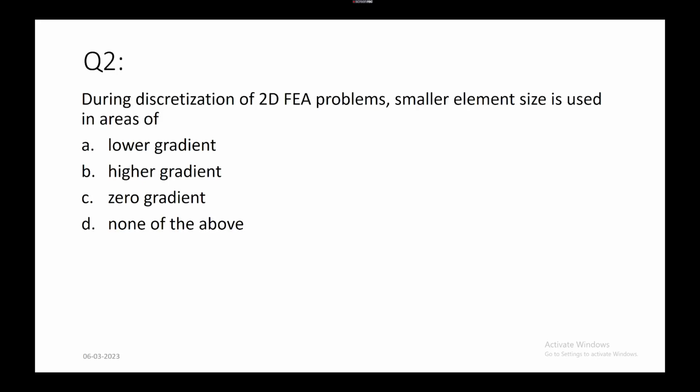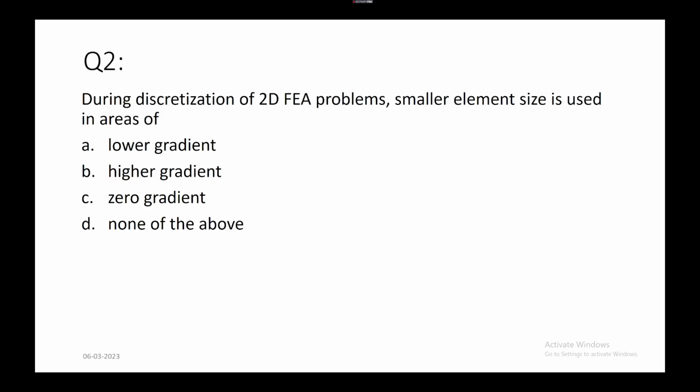So smaller element size. Gradient, in the sense, suppose you have a variable or a parameter, say you want to measure the stress at any point inside the domain. When there is a lower gradient, it means the change in stress from one point to the other is very smooth. And when the variation is very instantaneous, you can say that there is a higher gradient. So in such areas, what type of elements do we generally prefer is the question.